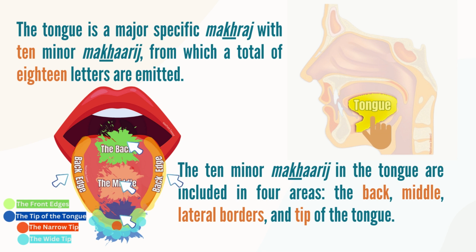The 10 minor makharij in the tongue are included in 4 areas: the back, middle, lateral borders, and tip of the tongue. As you can see in the picture, the back of the tongue in the green color, middle in the light orange, the 2 lateral borders, the back ones in the yellow, while the front ones in the green color. Then we find the tip of the tongue area in the blue color. And here, this area includes the narrow tip of the tongue in the dark orange and the white tip of the tongue in the light blue.